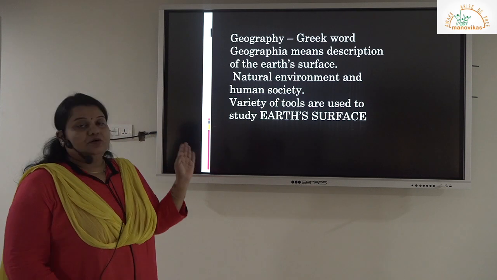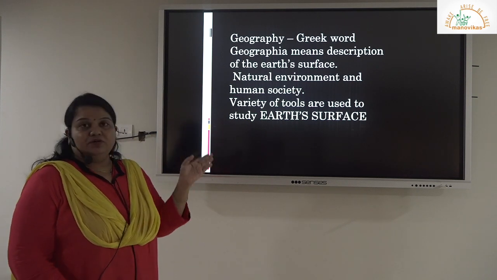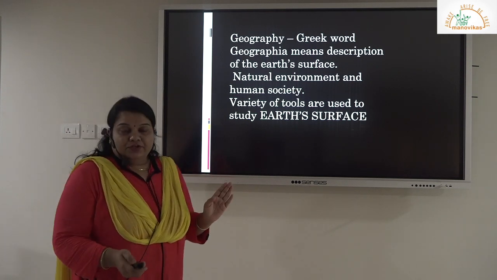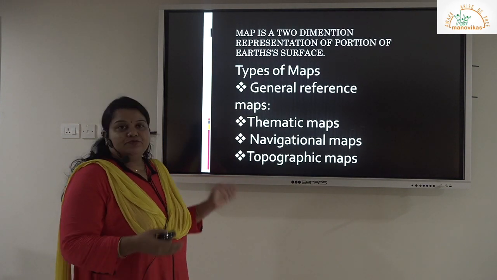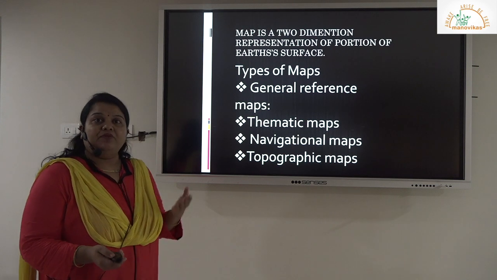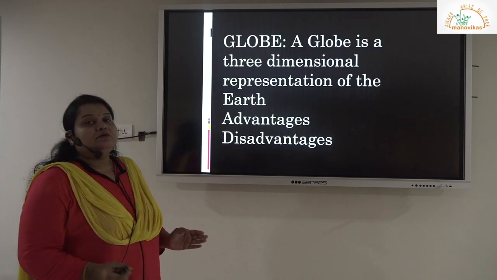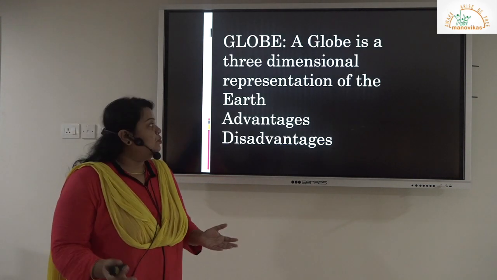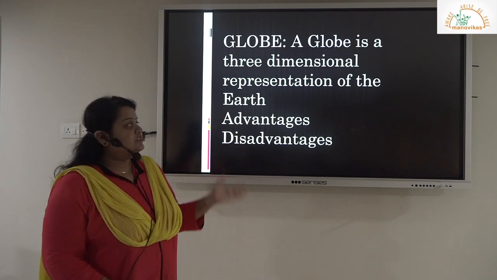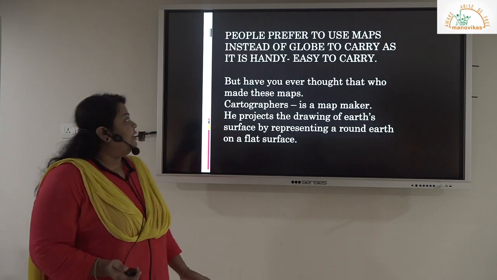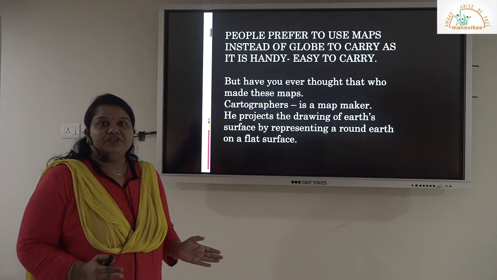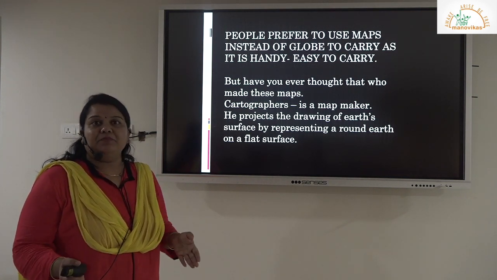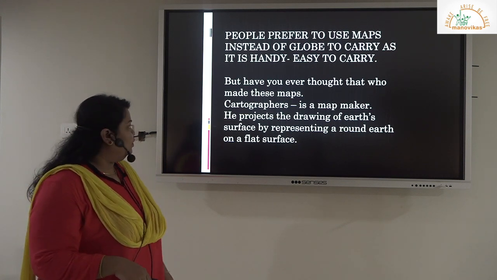We focused on the term geography, which was derived from the term geographia. Then we also said what exactly is a map. Then types of map we tried to understand with the help of atlas. Then we checked the shape of the globe. We found out the advantages and disadvantages of the globe. And then we spoke about actually what is the major difference between map and globe, how handy a map is to carry compared to a globe.